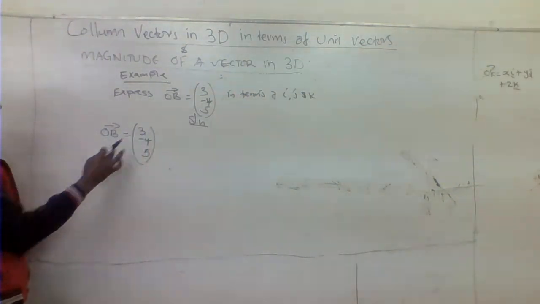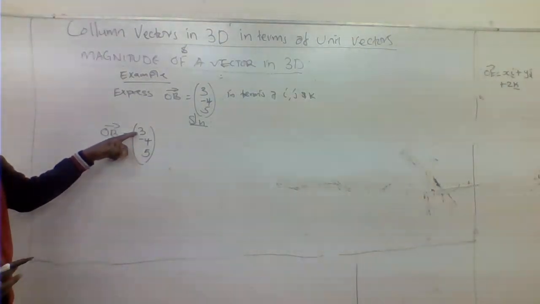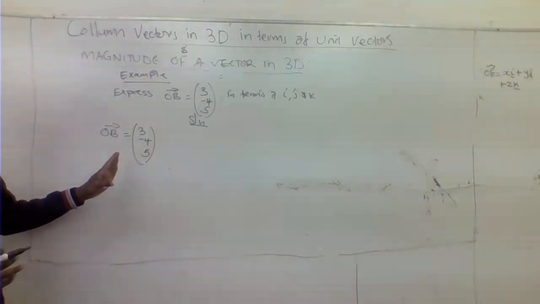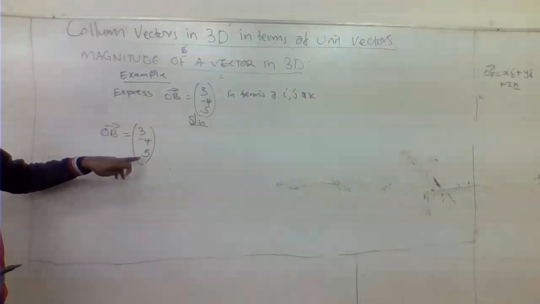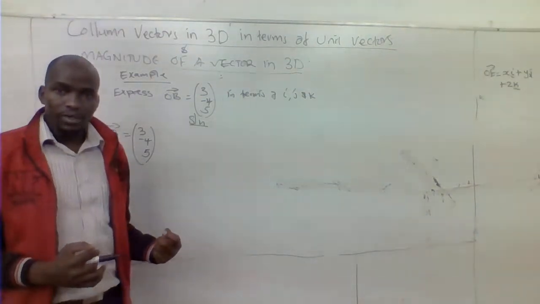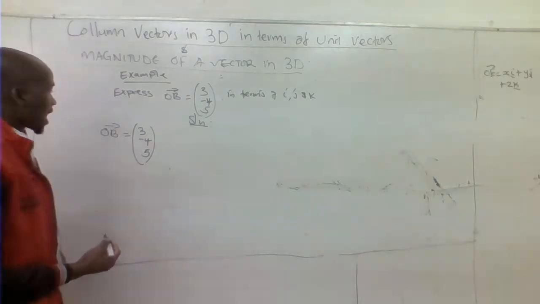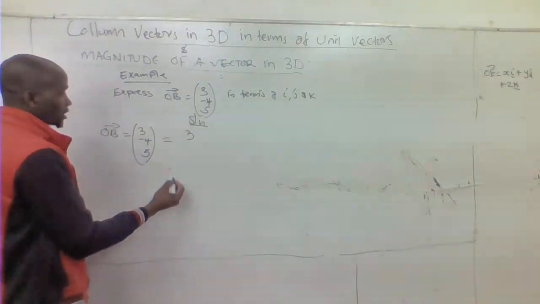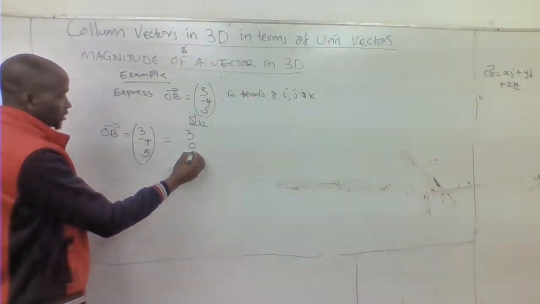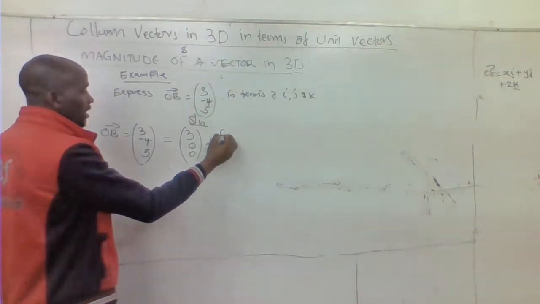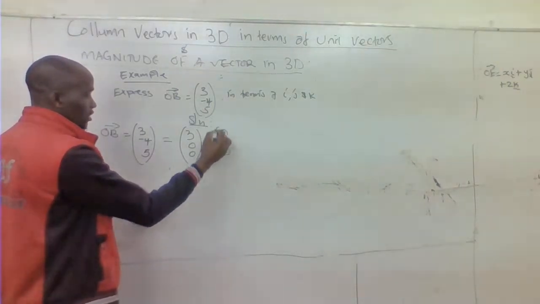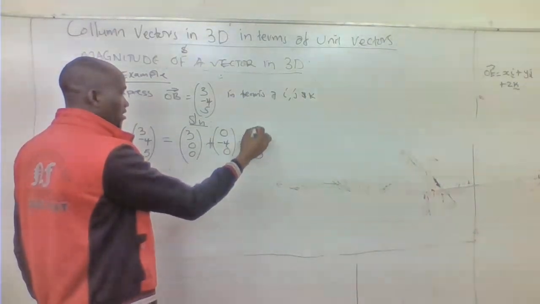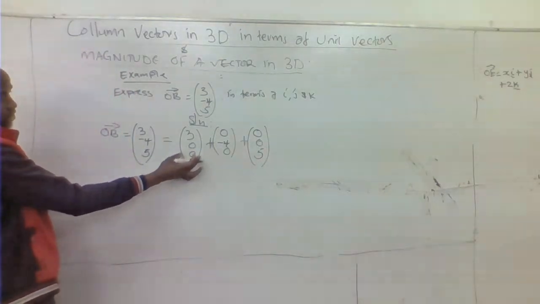Please note that 3 represents displacement along the x-axis, negative 4 represents displacement along the y-axis, now towards the left because it is negative, then we have 5 as displacement along the z-axis. So this can also be written as displacement along the x-axis, which will be represented by (3, 0, 0), then plus displacement along the y-axis, which is (0, -4, 0), then plus displacement along the z-axis, which is (0, 0, 5).